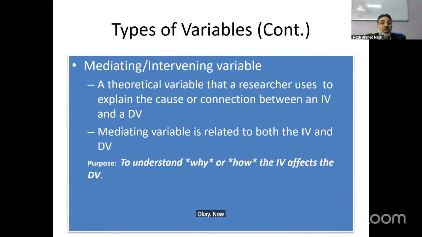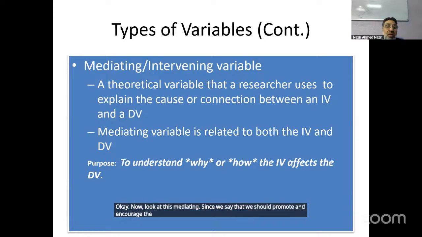Now look at this mediating. Since we say that we should promote and encourage research on more than 3, 4, 5 variables, naturally, in our research, we ought to have the mediating as well as moderating variables, or likewise control or extraneous variables, which we have to identify.